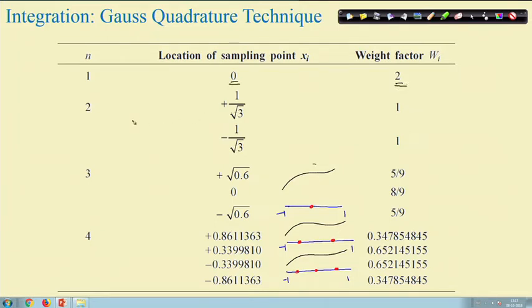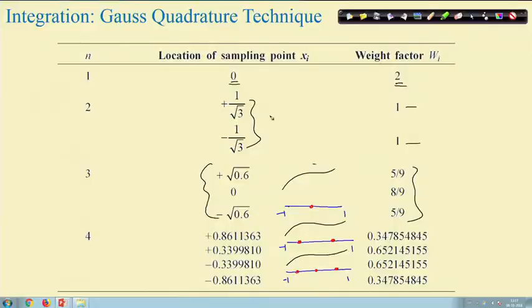For 2 point, the corresponding coordinates of these points are ±1/√3 and the associated weights are 1. For 3 point, the corresponding points are these and the associated weights are these, and the summation of all the weights will be equal to 2, because in this case the length of the domain is 2. It is the one dimensional case. Similarly, in higher dimensions you can have such Gauss points. These are called Gauss points. In higher dimensions I am going to show you that. Similarly, for 4 point integration you have 4 points and these are the corresponding weights, and if you sum them you will see that the summation of these weights is 2.